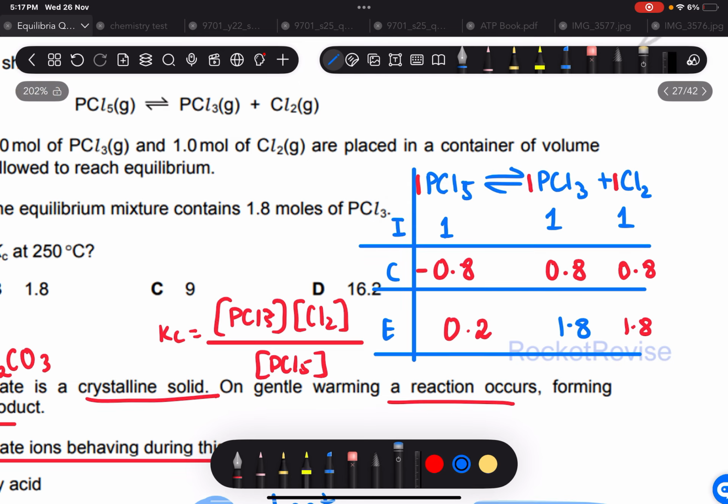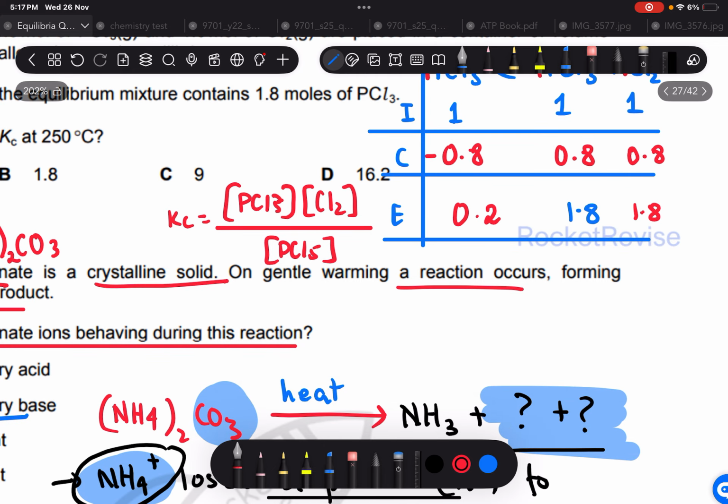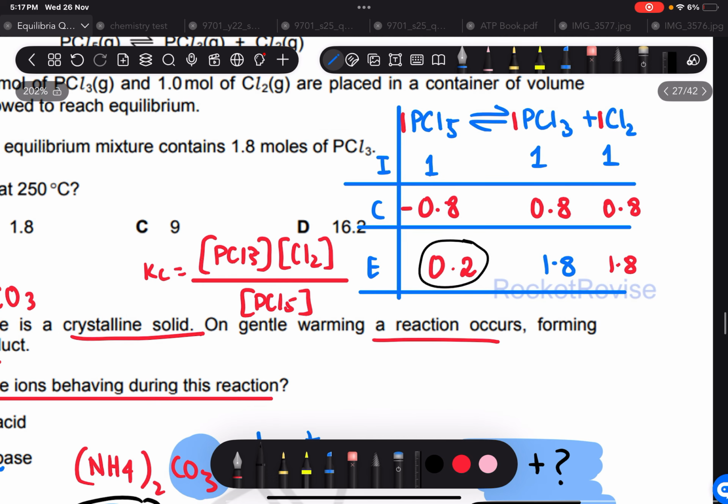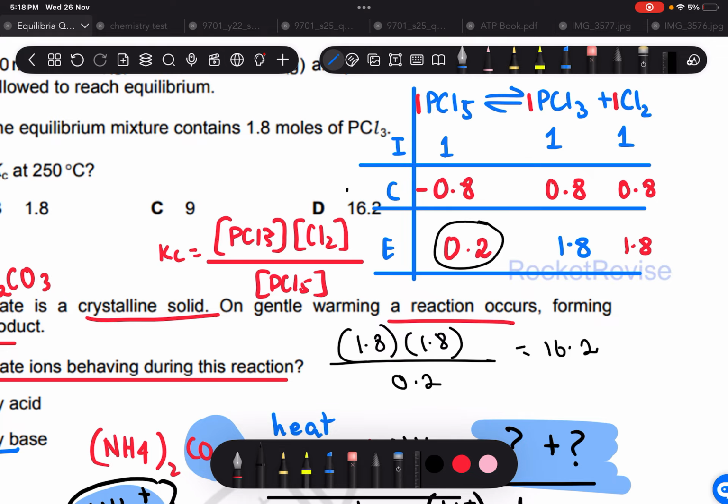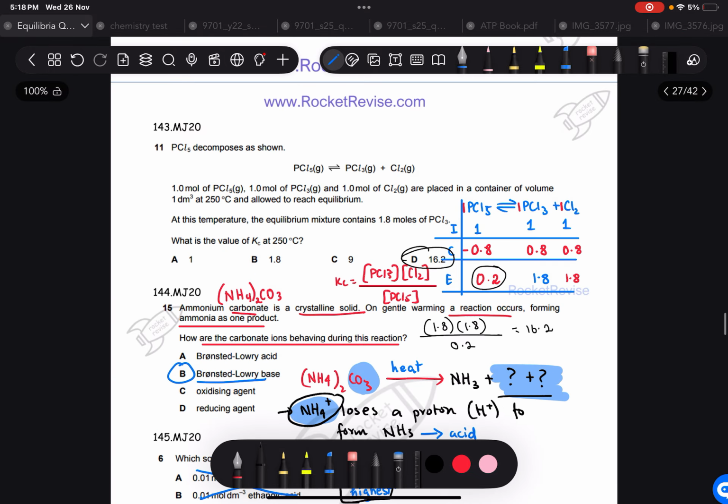So now let's plug in the values. For PCl3, it's going to be 1.8. So let's write 1.8 upon 0.2. Do it on your calculators. Let's see what we get. 1.8 times 1.8 upon 0.2, and we get 16.2 as an answer, which is option D. I hope you get it.